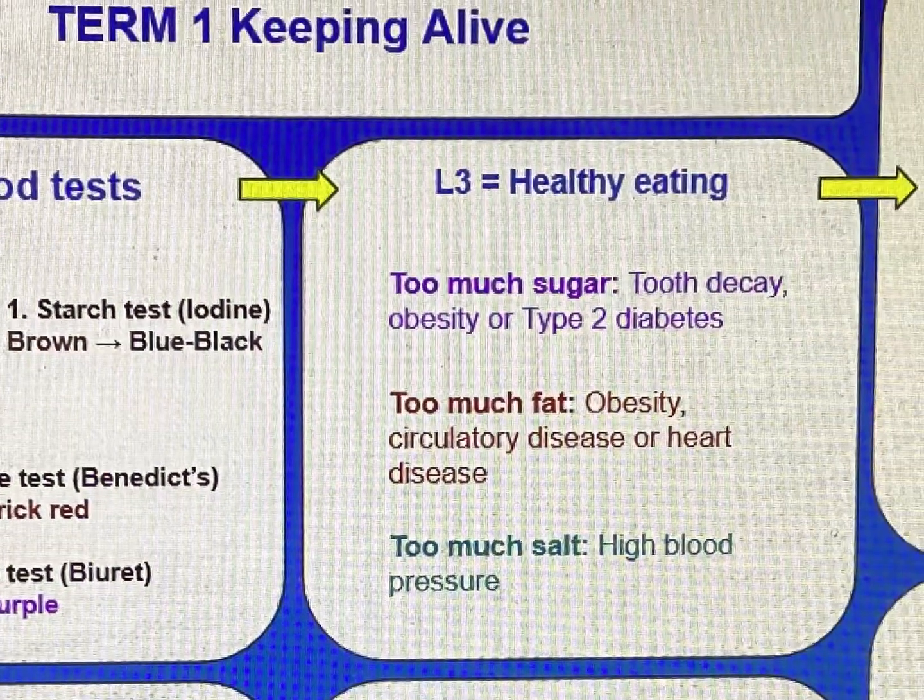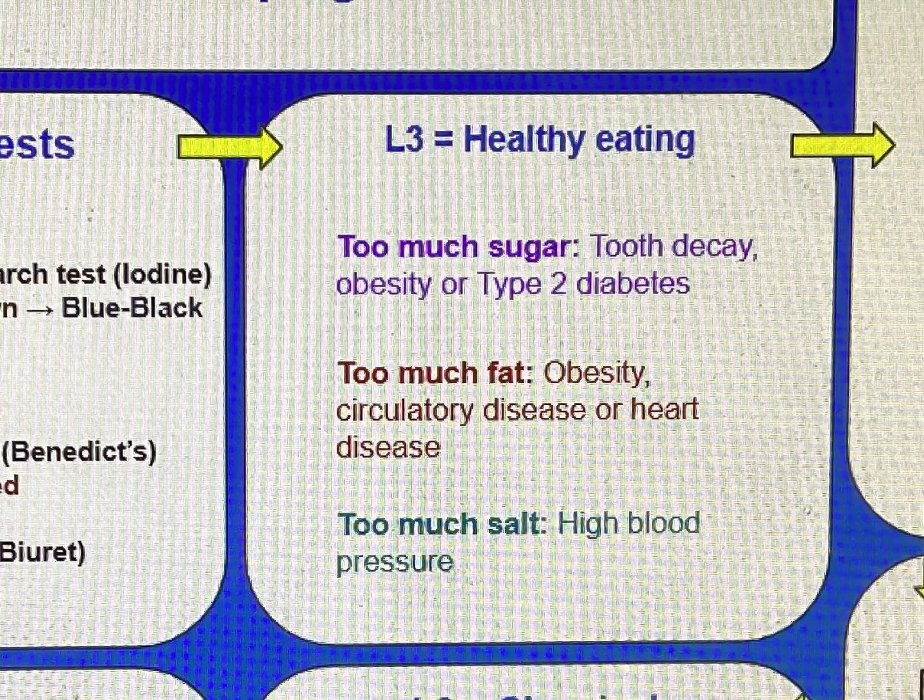Healthy eating, 2 main things here. You need to know about these health issues. If there's too much sugar, you get tooth decay, obesity, and type 2 diabetes. If you've got too much fat in your diet, it can lead to obesity and heart disease. And then you need to be careful how much salt you take because it can lead to high blood pressure.